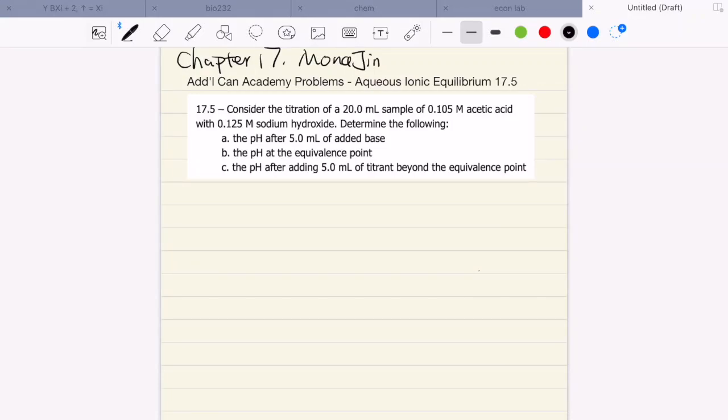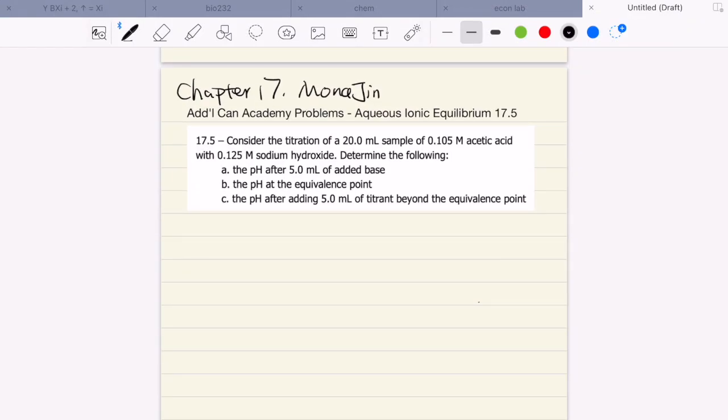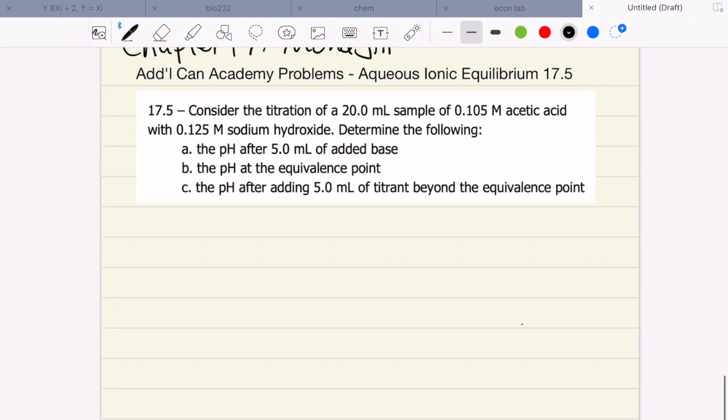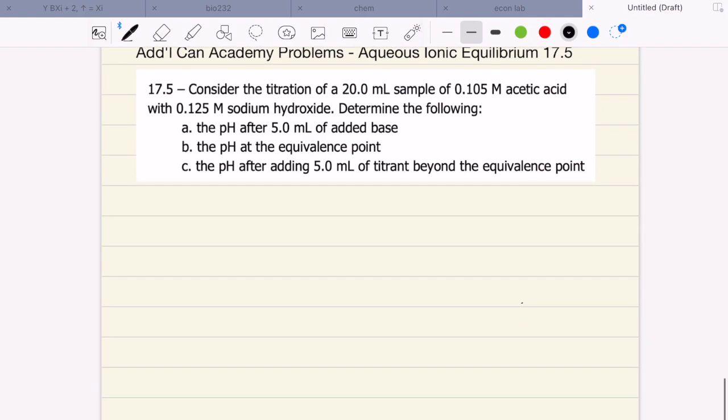Hi, this is Mona. I'm introducing this question from chapter 17. First, we can see those numbers given in the picture, the moles of weak acid, acetic acid, and of sodium hydroxide. And we need to determine the pH before and after the equivalence point and at the equivalence point.